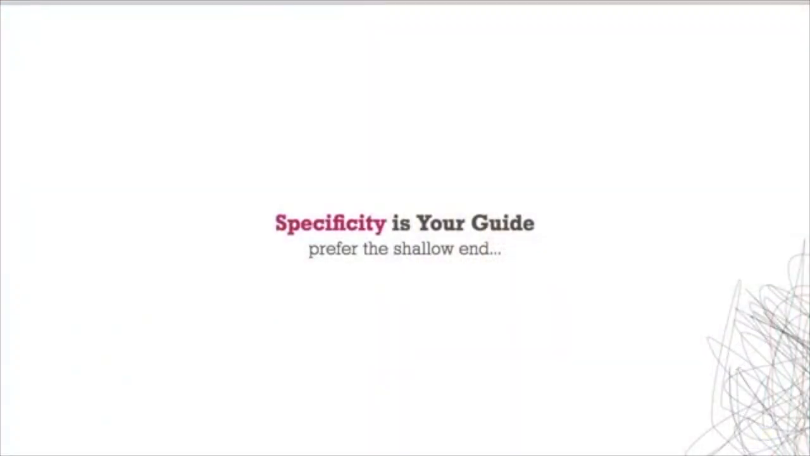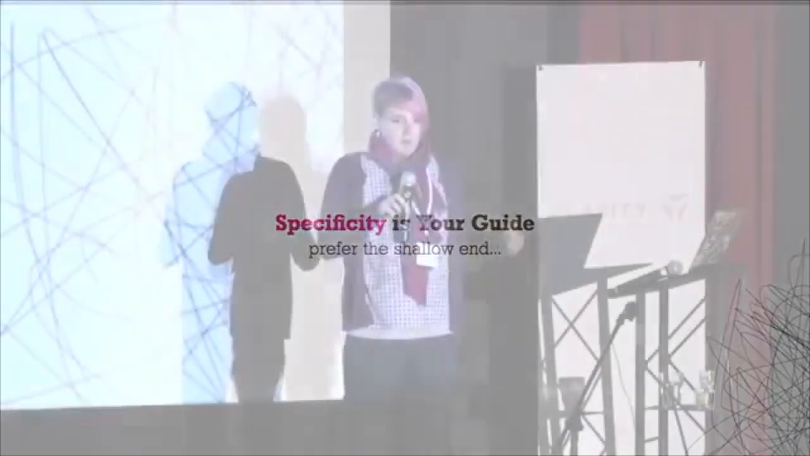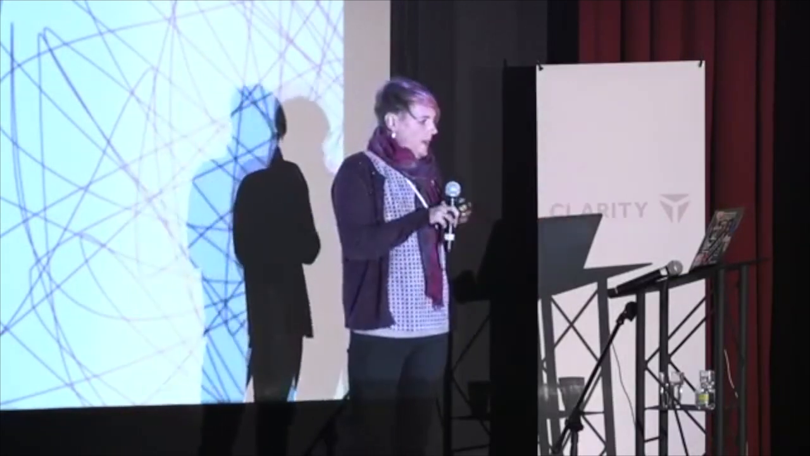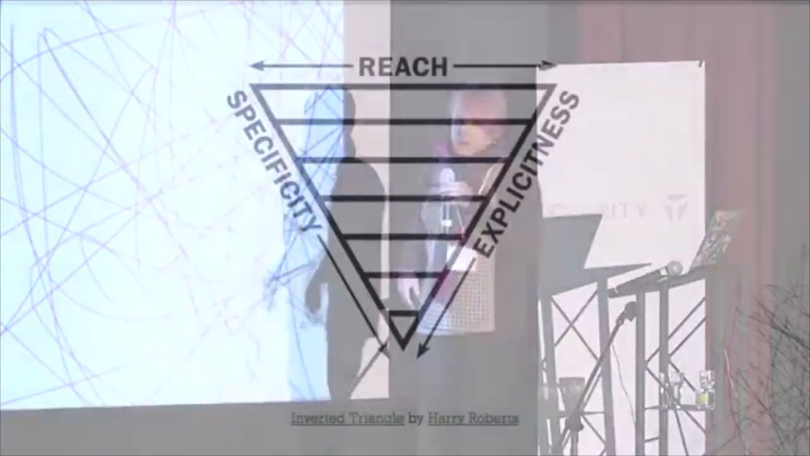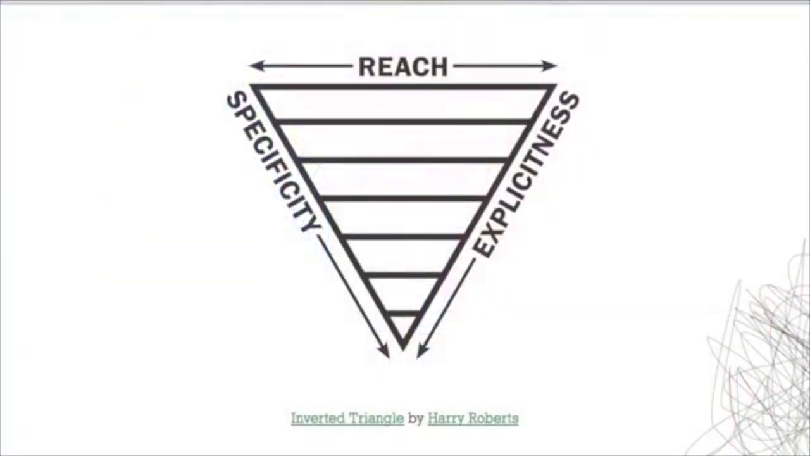And the whole way along, always, specificity is the guide. Specificity is how you move through things. And that's what Atomic design is built around, building from smaller to larger. I like to think of it the way inverted triangle CSS talks about it. You've got the reach of a hook and its specificity and explicitness.